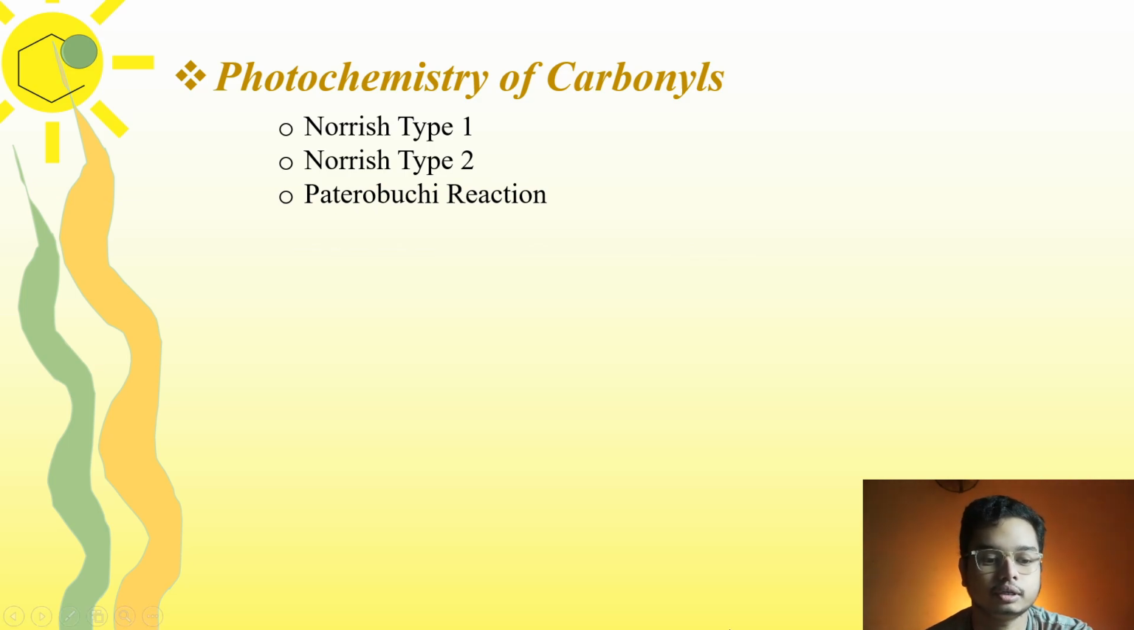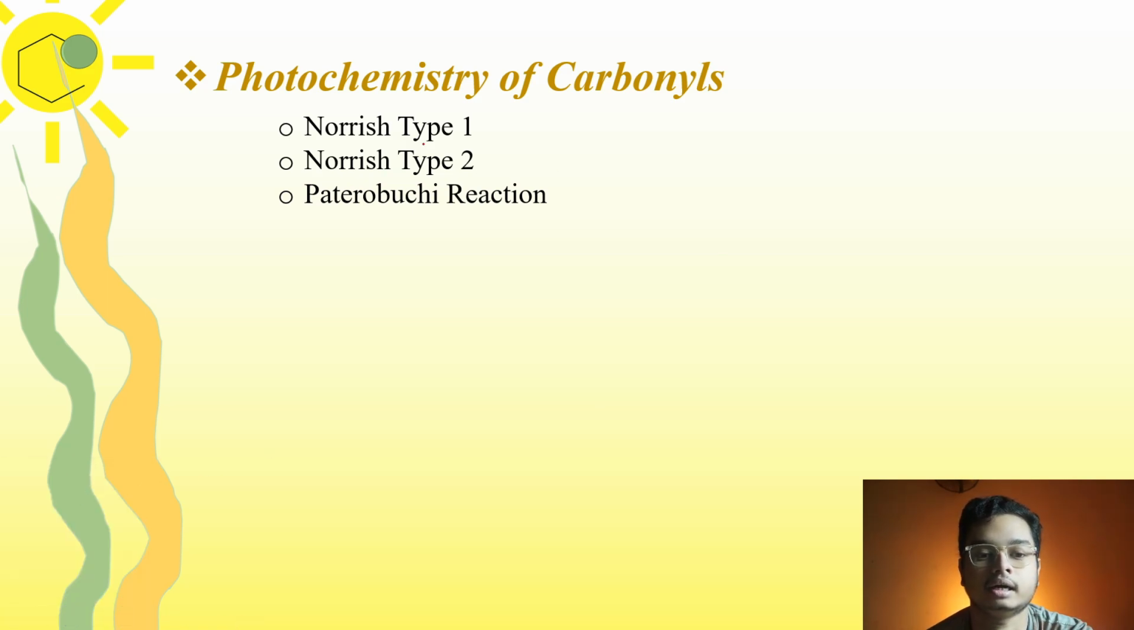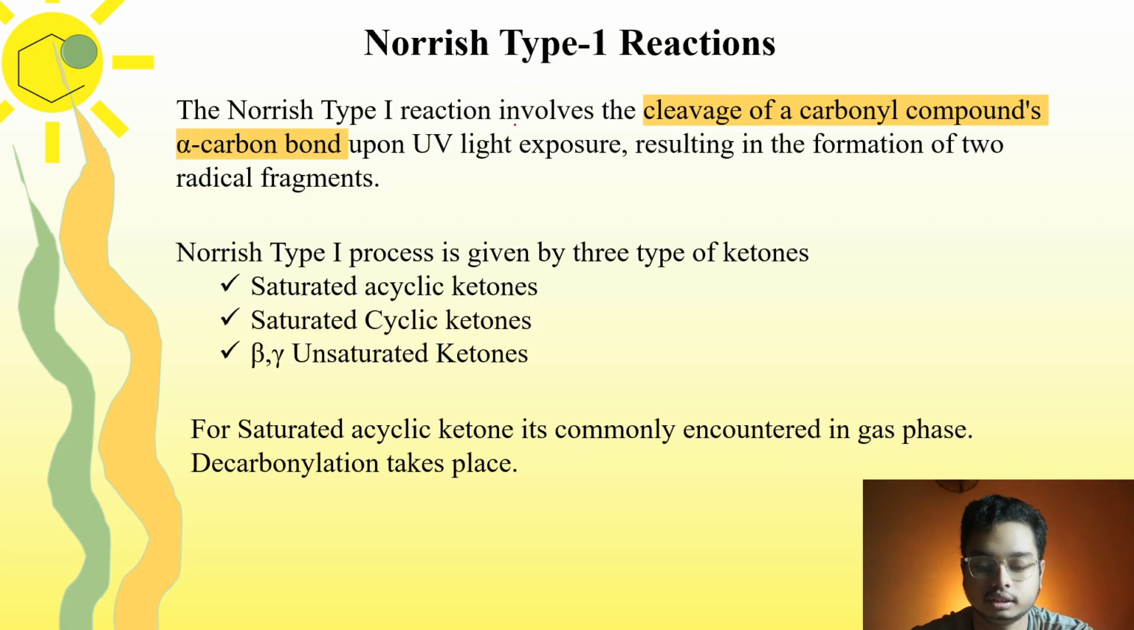In photochemistry of carbonyl compounds, there are mainly three segments that we have to study. The first one is the Norrish type 1, the second is the Norrish type 2, and the third is the Paterno-Buchi reaction. These three reactions are very important for your exam purpose because mostly questions come from them. Today we'll begin our discussion with the Norrish type 1 reaction.